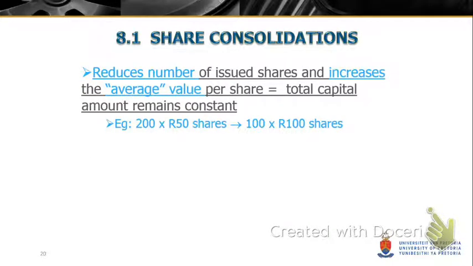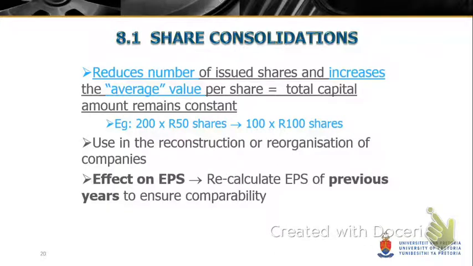Let's look at the second one. Share consolidations. In this case, the opposite of what we just saw. This reduces the number of shares issued and increases the value per share. This usually happens when shares are traded at a very, very small value, sometimes what we call penny stocks. So we will consolidate our shares into 1 or 2 shares.